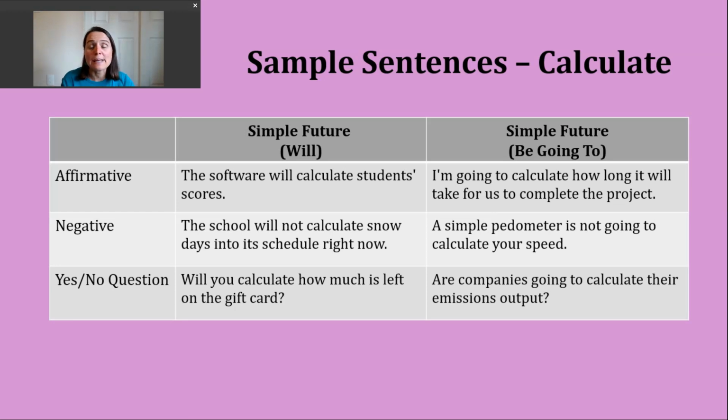Okay, so now that we have an idea of when we might use will versus be going to, let's look at how we make sentences with will. So in the affirmative, all we need to do is use will and our base verb. This structure is going to be the same no matter what our subject is. An example of an affirmative simple future sentence using will would be, the software will calculate students' scores.